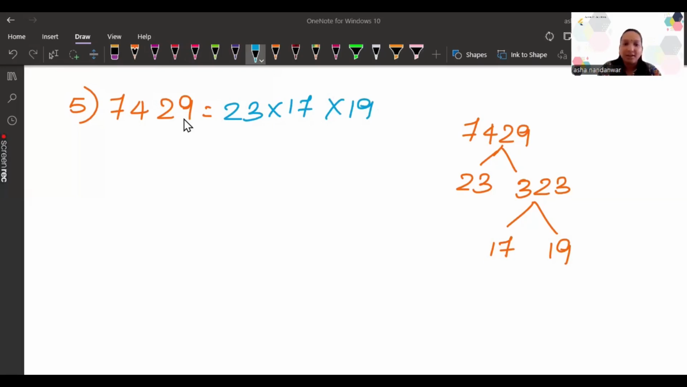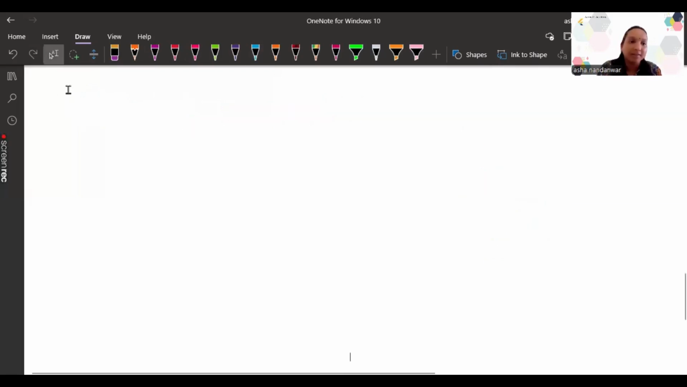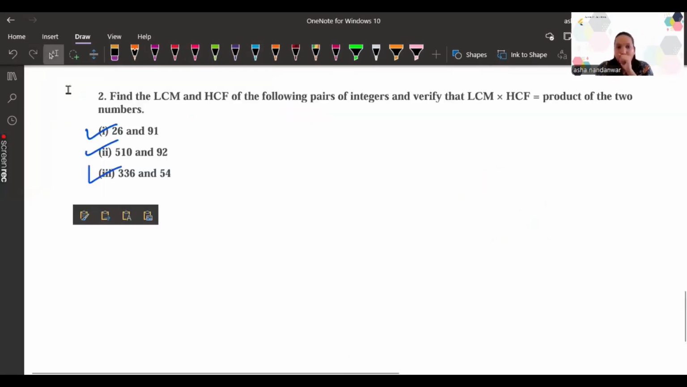Now here is the next question coming on the screen. This is where we have to find the product of the number using the prime factors. Here is the next question wherein you have to find the LCM and HCF of the following pairs of integers and verify that LCM into HCF is equal to the product of the 2 numbers. Now which 2 numbers are they talking about?